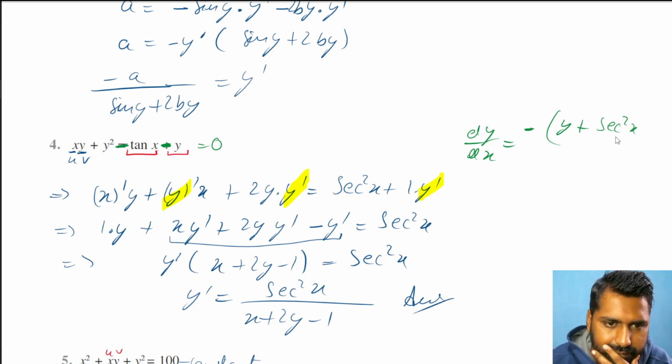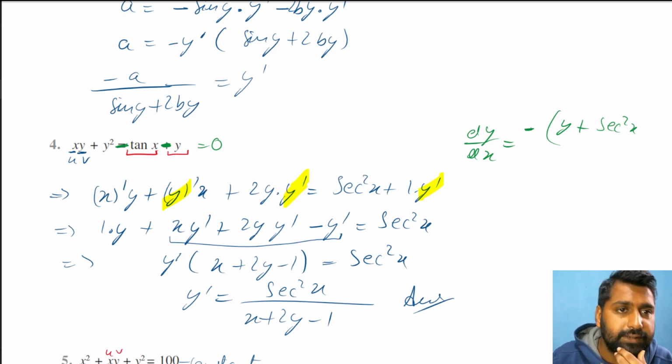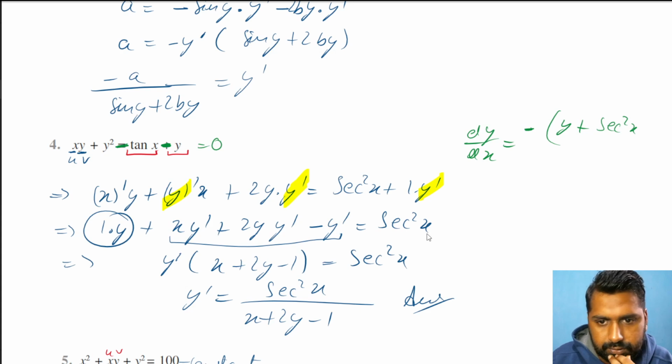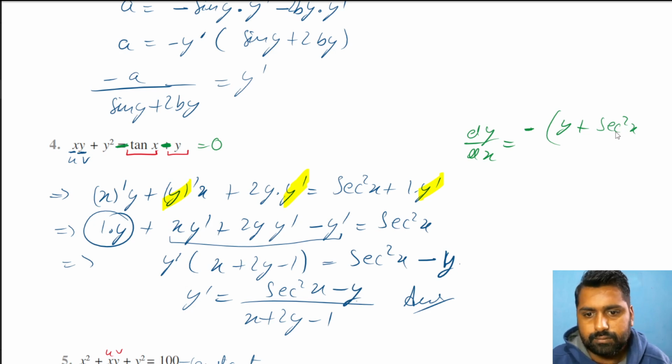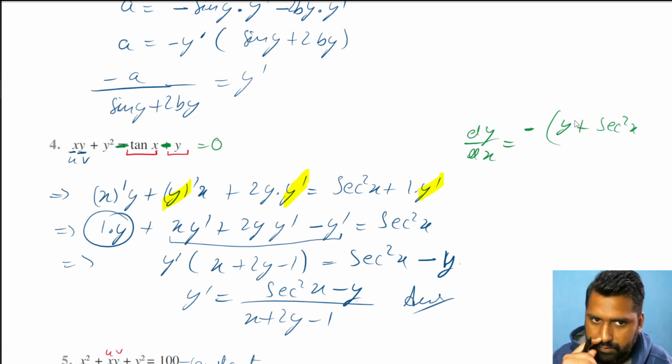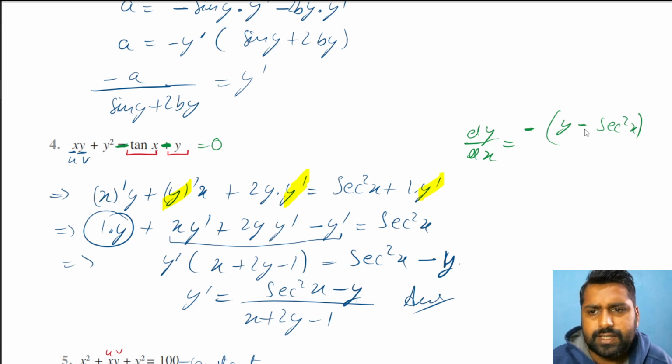What's wrong here? The answer that we wrote here is wrong. I forgot to take this on the other side. So this was minus y. So negative of, now it's coming, minus sec square x. Y differentiation again 0.